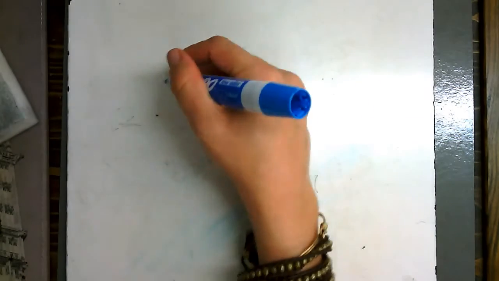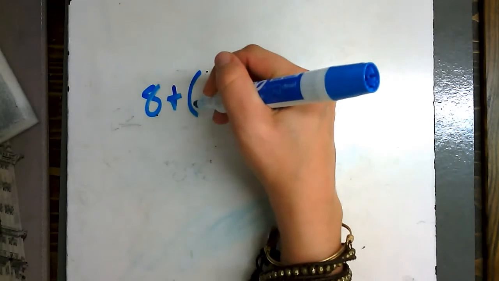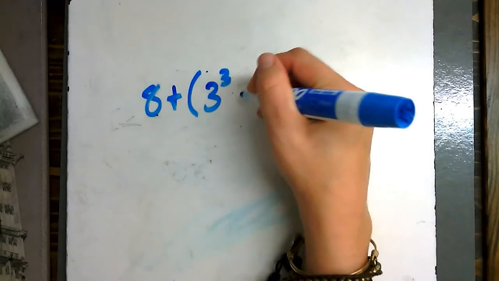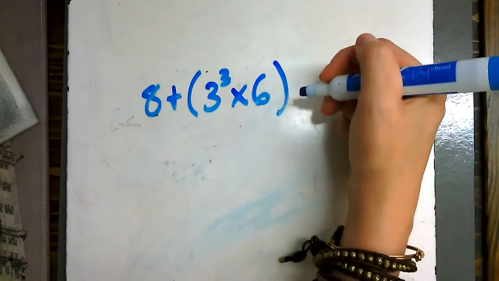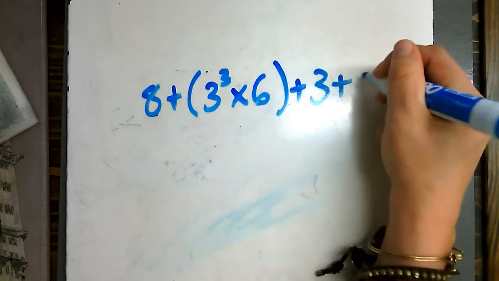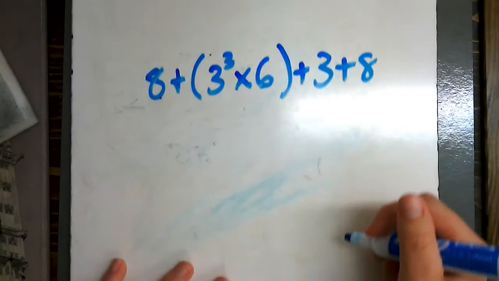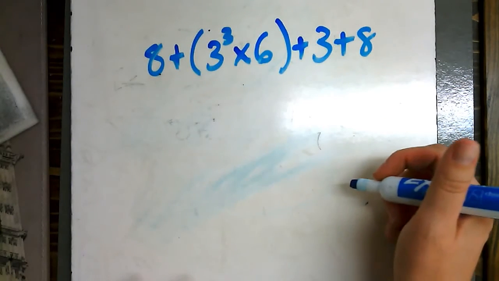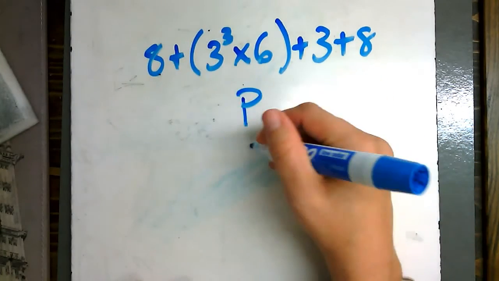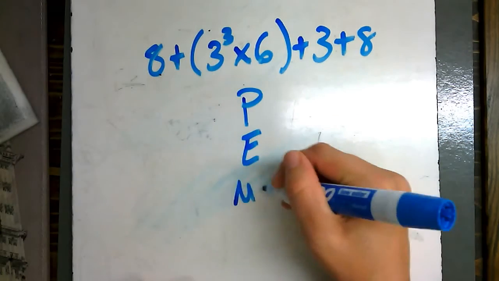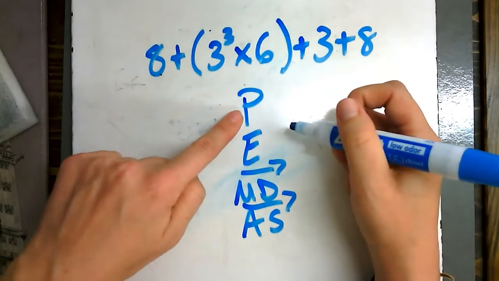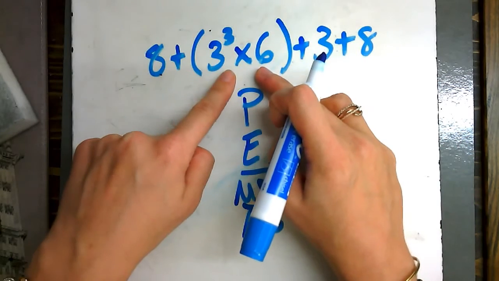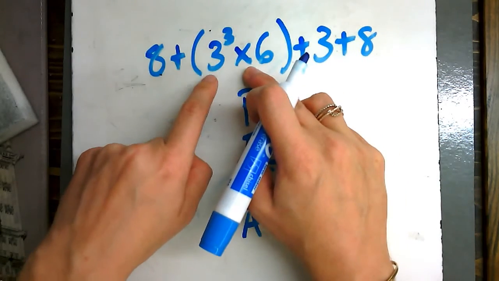Number 4 says, which expression would be solved first? So our expression is 8 plus parentheses 3 to the 3rd power times 6. Close your parentheses, plus 3, plus 8. Using order of operations, we're going to figure out what has to be solved first. So we've got our parentheses, exponents, multiplication and division from left to right, addition and subtraction from left to right. We're going into our parentheses. We have 2 operations. We have multiplication and an exponent.